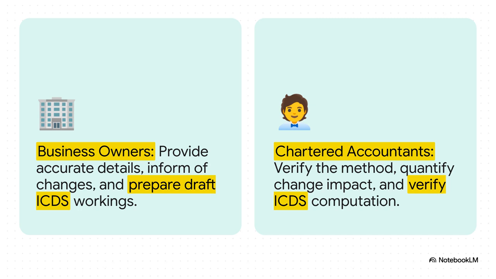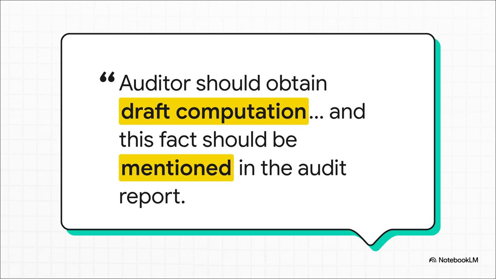Now, for all the chartered accountants watching, your job is to be the expert verifier. You verify the method, you quantify the financial impact of any changes, and you carefully review those ICDS numbers that management gives you. And hey, this isn't just a friendly suggestion, it's a professional standard. The ICAI's own guidance note is crystal clear. It literally says the tax auditor should obtain the draft computation from management. This is so important because it establishes that the primary responsibility for creating these numbers lies with the business itself. The auditor's role is to check that work, and they should even mention in their report that they relied on the draft provided by the company.